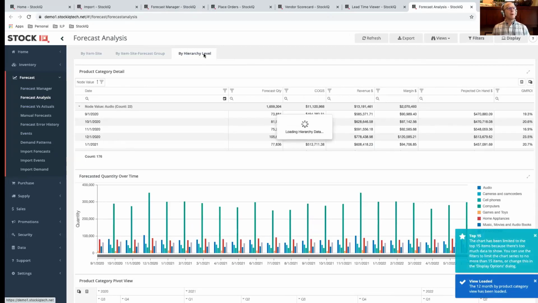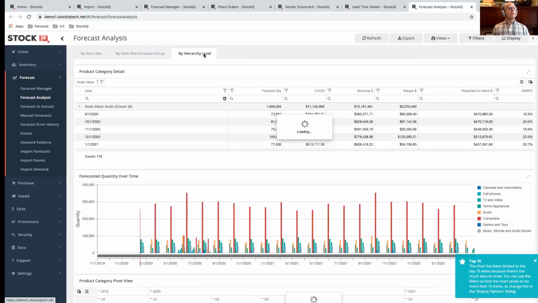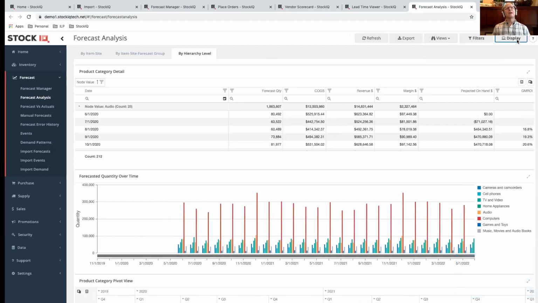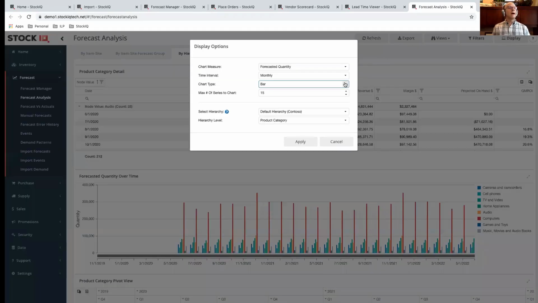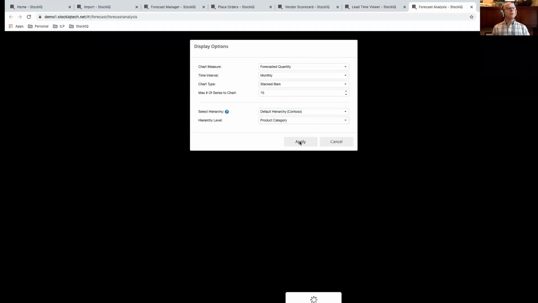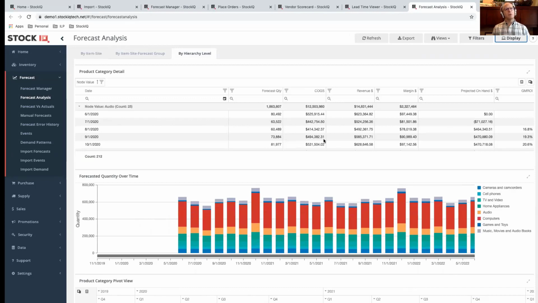I go down into my hierarchy level. I am now loading up my hierarchy data. I can change the display of the data. I can view it monthly. I can view it on a weekly or quarterly basis. I can also view this in a different view down here, so we can see visually what's going on.